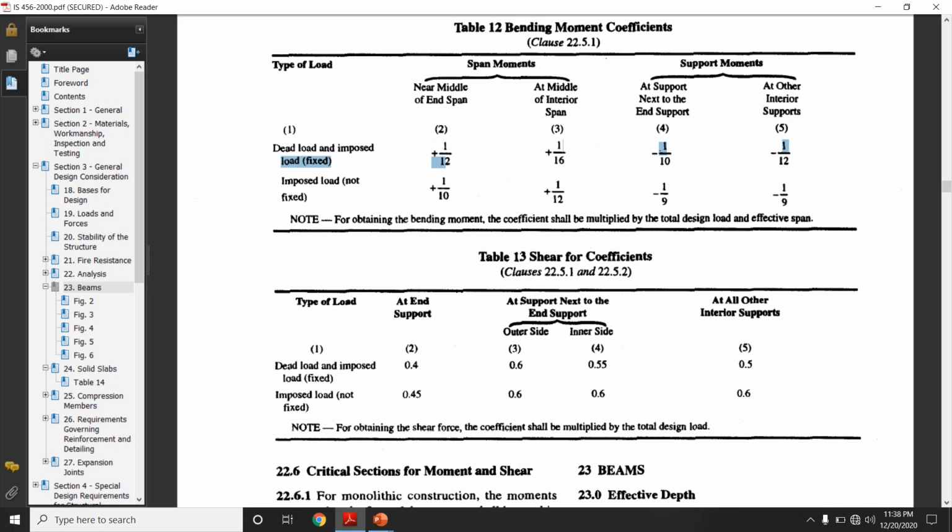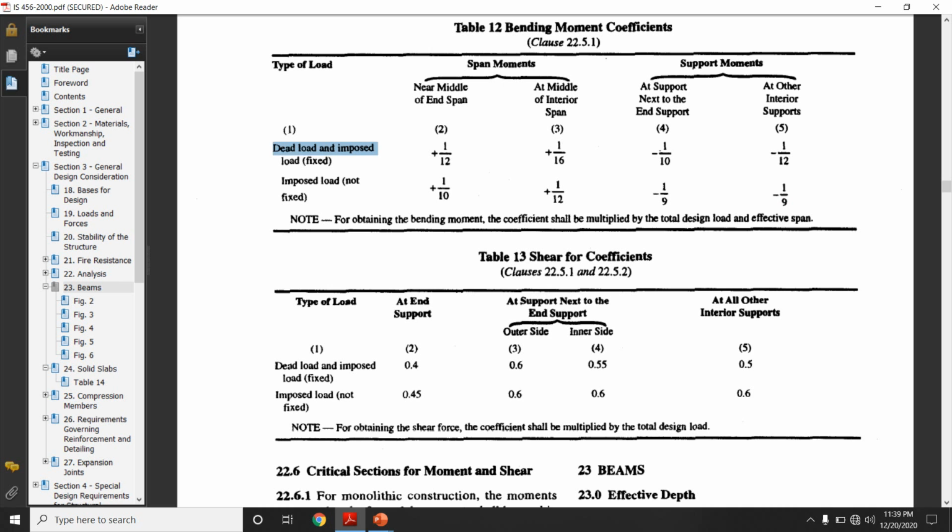Again, we need not calculate for this. Similar for support moment also, if you see this is 1 by 10, this is 1 by 12, so therefore this is more, so therefore the moment what we'll be getting will be more. Similarly here also, that is 1 by 9 and this is 1 by 9, same, no problem. So based on this, let us try to calculate the moment.